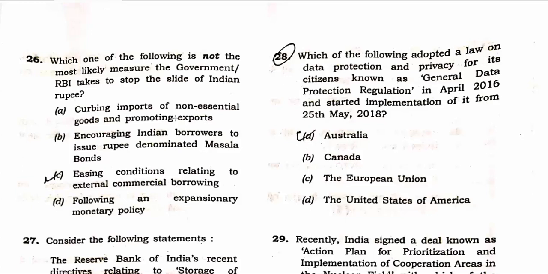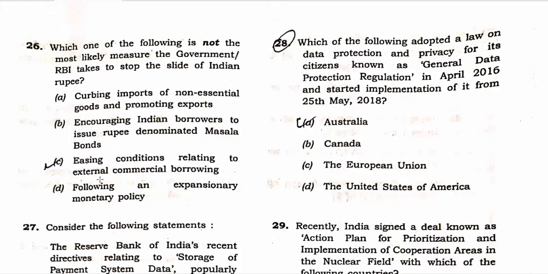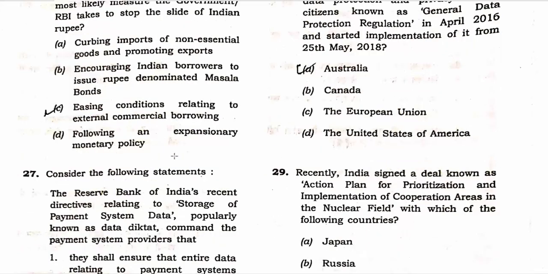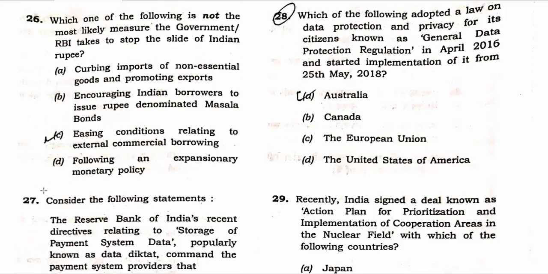Second, encouraging Indian borrowers to issue rupee denominated masala bonds. This was very repeatedly there, the masala bonds. And easing conditions relating to external commercial borrowings. This was again there in your newspapers, where the RBI started giving some relaxation with respect to external commercial borrowings when we had the Turkish lira and rupee devaluation and the slide was happening. In the newspapers, all three of these you would have seen. The one thing, following an expansionary monetary policy, even if you had not much information about it, you could have directly got to the answer for 26. That's nothing but your option D, following an expansionary monetary policy.